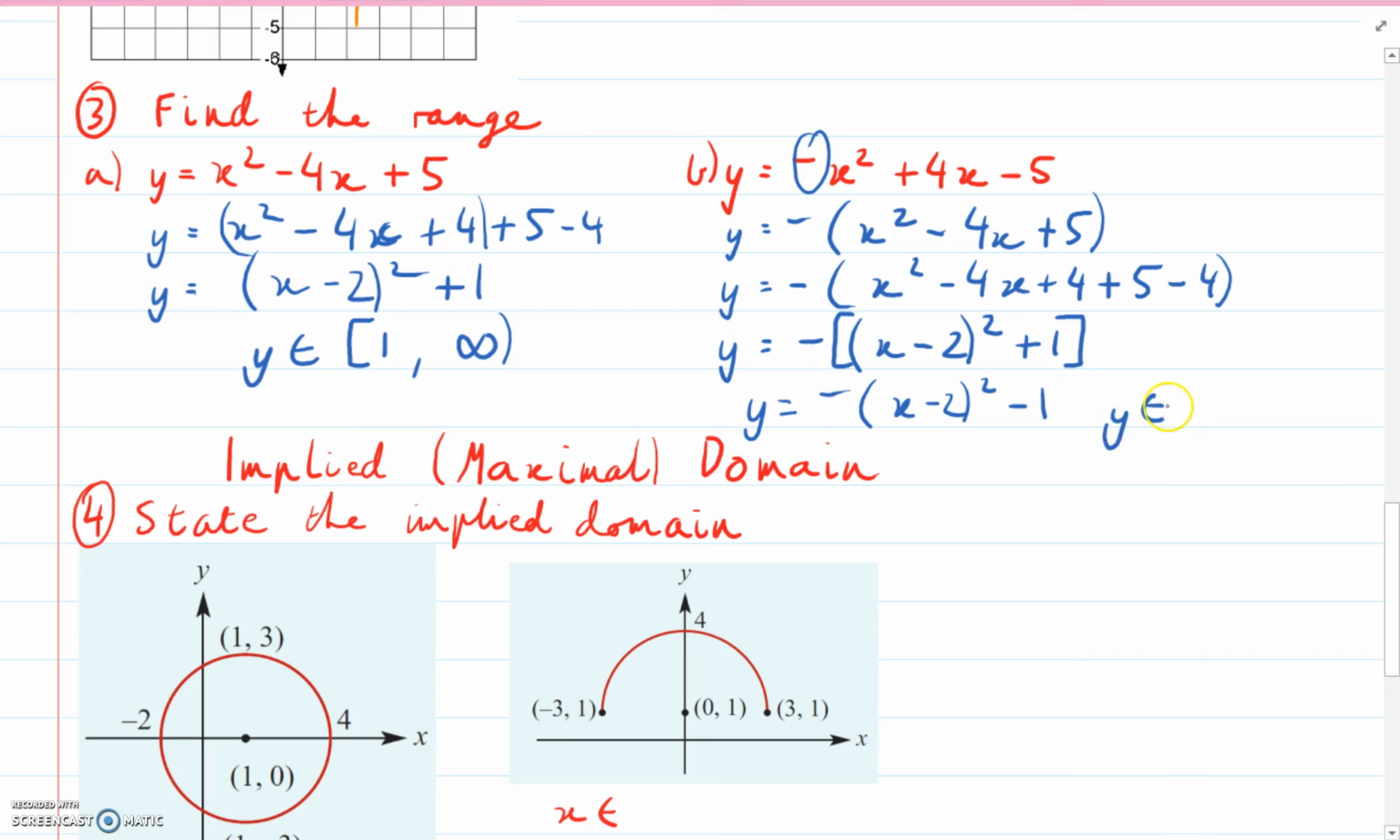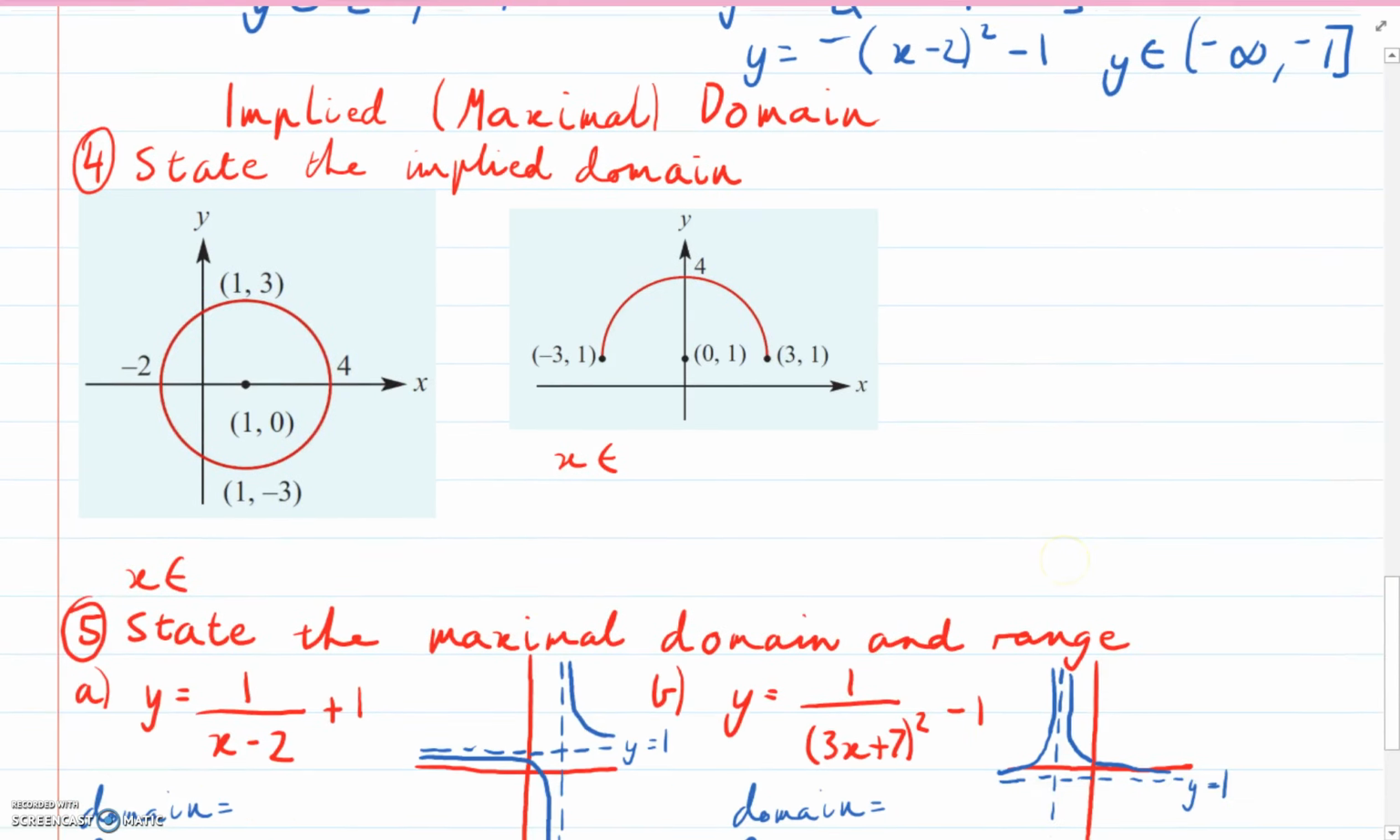So the range for this is it's been reflected. So this graph will be coming up to the value of negative 1. So we're going to go from negative infinity to the value of negative 1 and including it. And that's our range. The domain for both of these functions would be negative infinity to infinity, or R, you could write it as well. R. Sorry, it's been a long day.